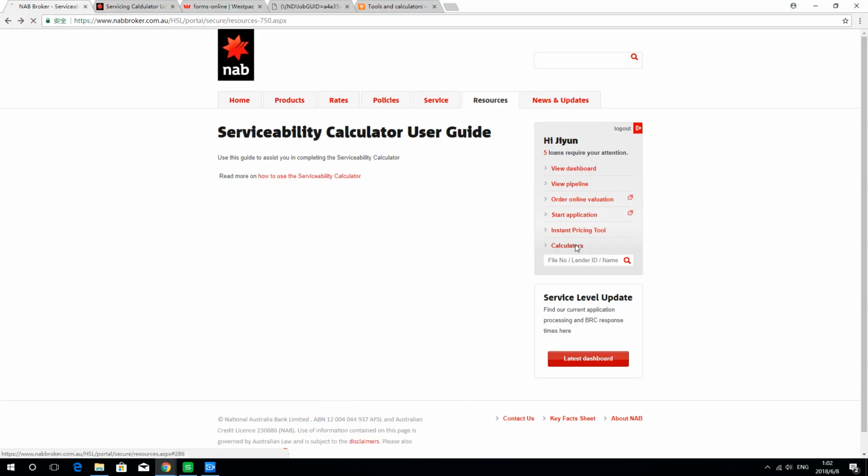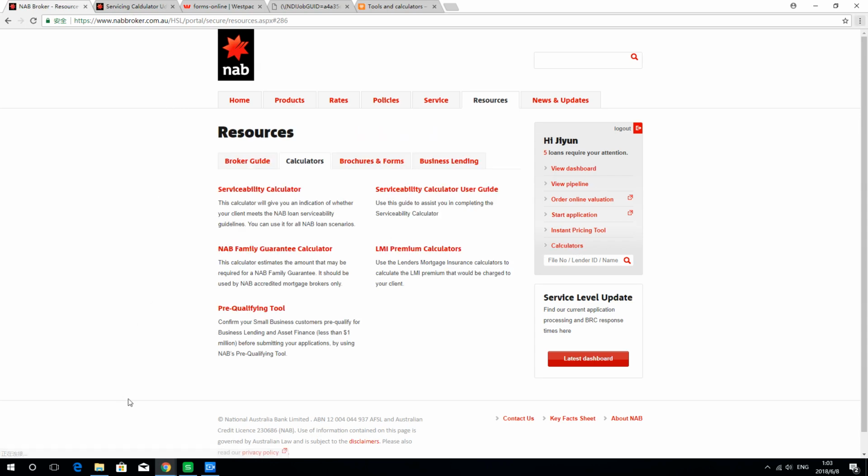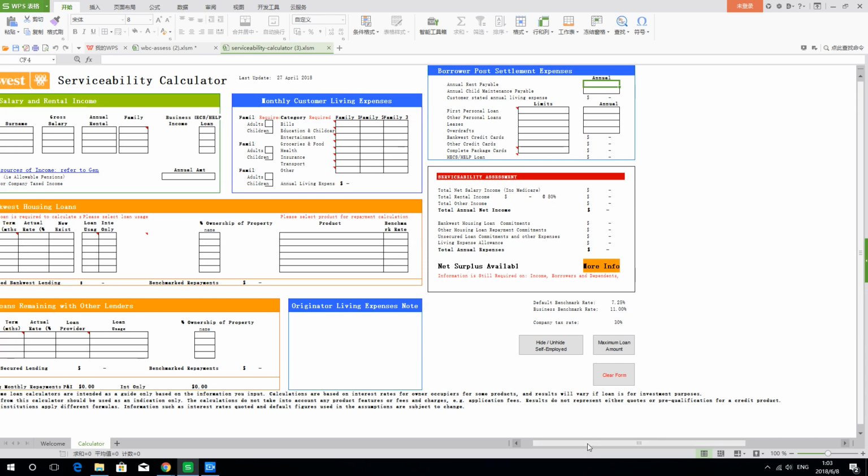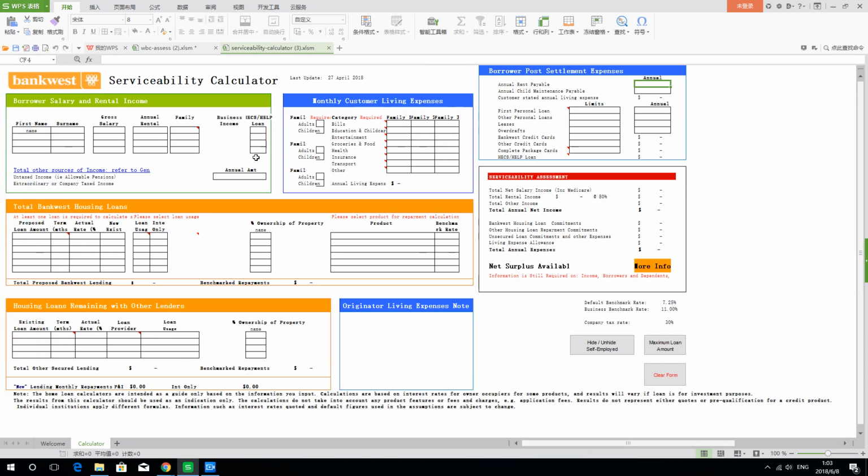Alright, give me a sec. NAB calculator. You will see that all the major components I mentioned before, the banks just put them in different colors and positions, but they're all the same, right? Gross income, rental income, family 1 and 2. If you have any debts, your other living expenses break down into different components: transport, bills, grocery, health, proposed loan, how many months the loan is, right? 300 months, which means 25 years.